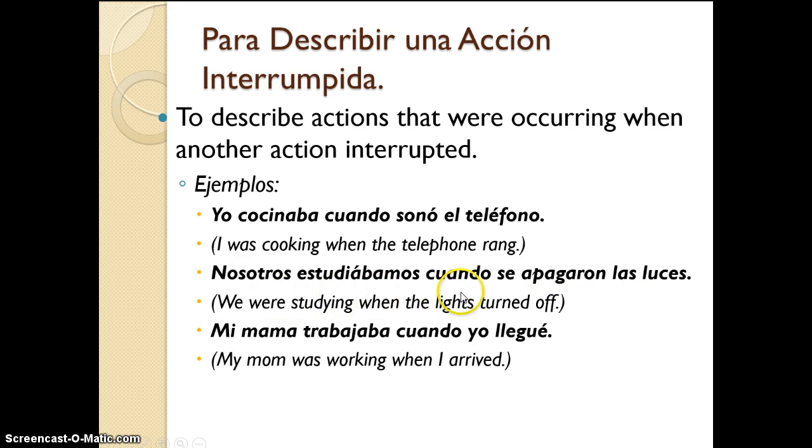Second one, nosotros estudiábamos cuando se apagaron las luces. We were studying when the lights turned off. So here we are, we're studying, just minding our own business, but then boom, all of a sudden the lights turn off. This would be in the preterite because it's a specific time of the story. Mi mamá trabajaba cuando yo llegué. My mom was working when I arrived. Same thing. This is what she was doing when something else interrupted her doing that.